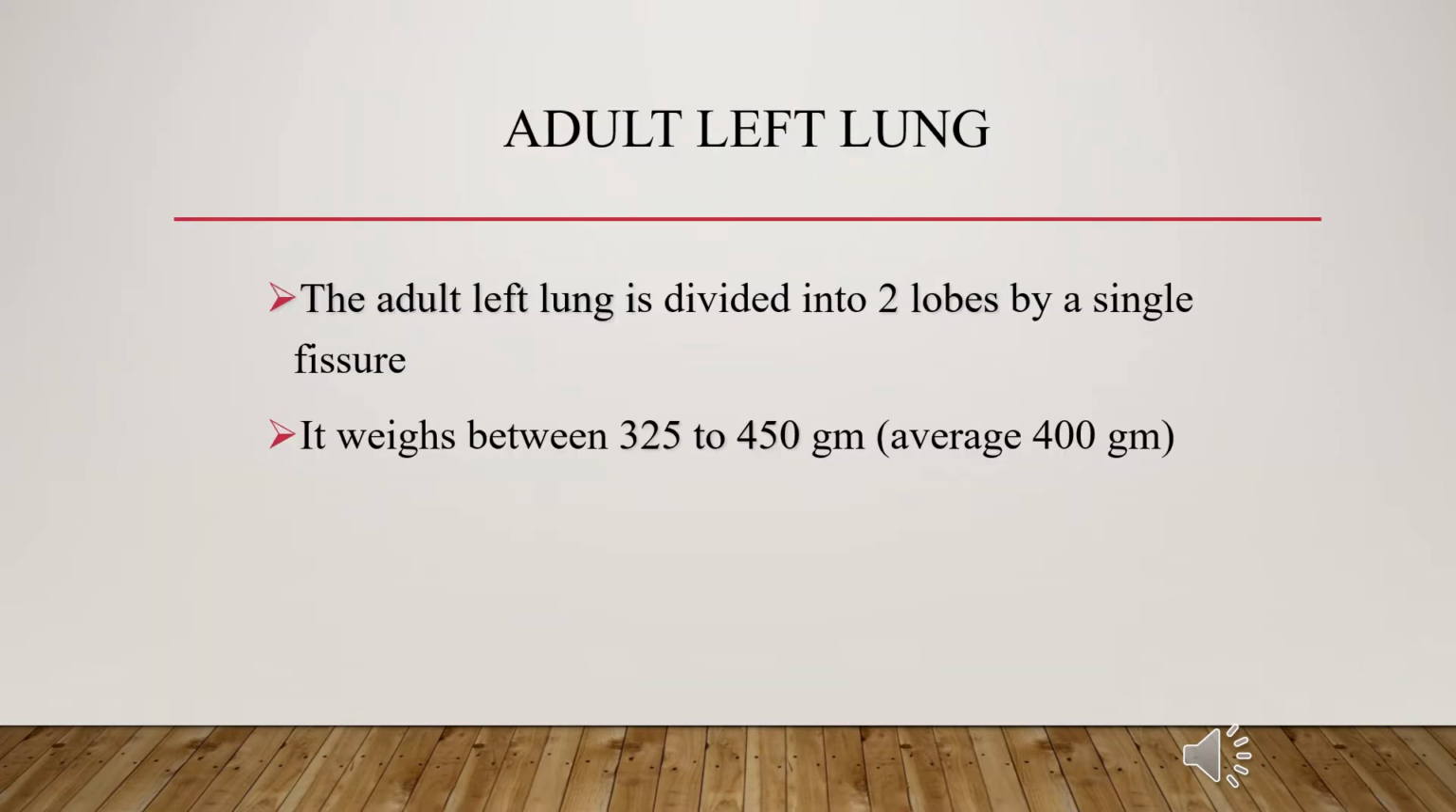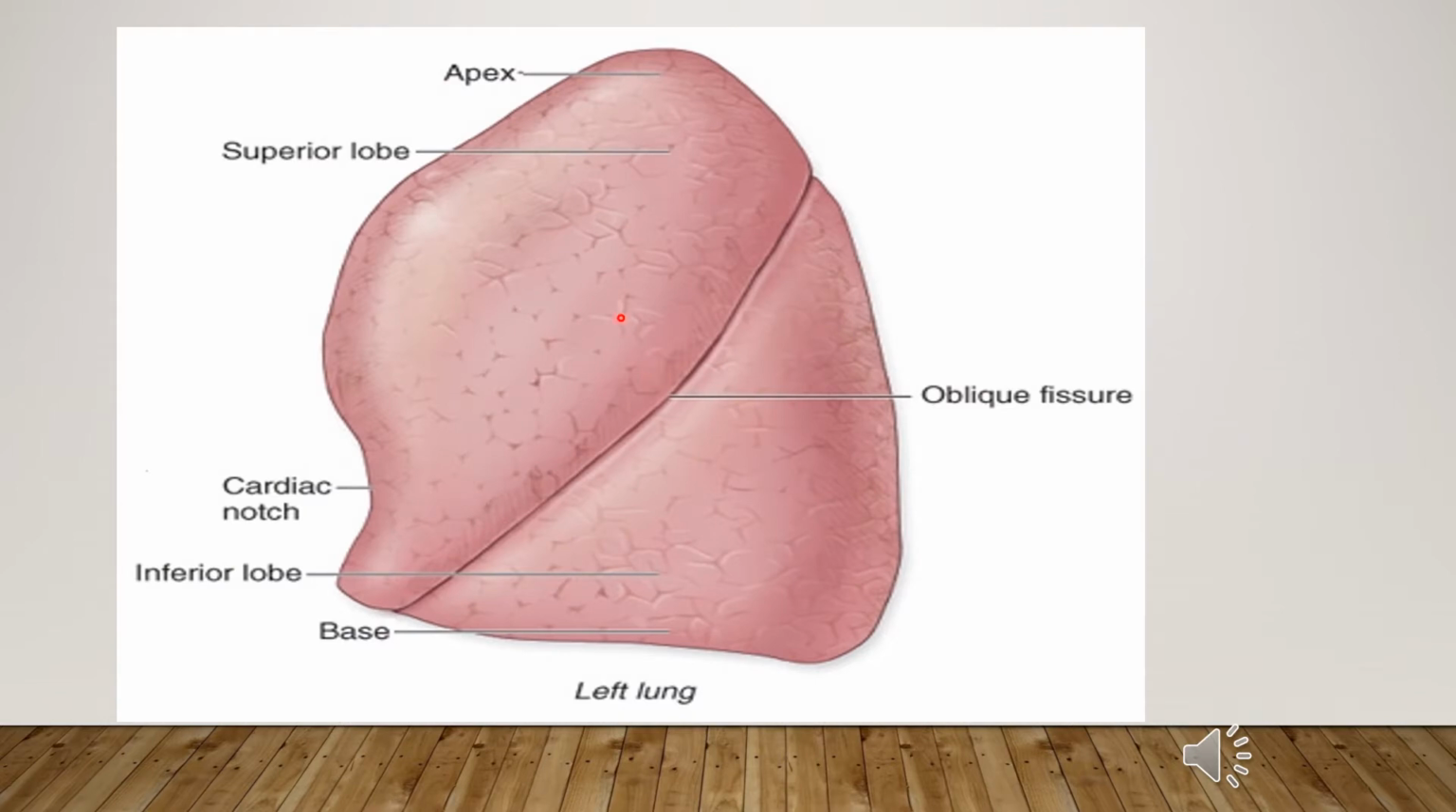The left lung is divided into 2 lobes by a single fissure and it weighs an average of about 400 grams. As you can see, this is the oblique fissure which divides the left lung into 2 lobes. This is the superior lobe and this is the inferior lobe. This is the apex of the lung tissue and this is the base.